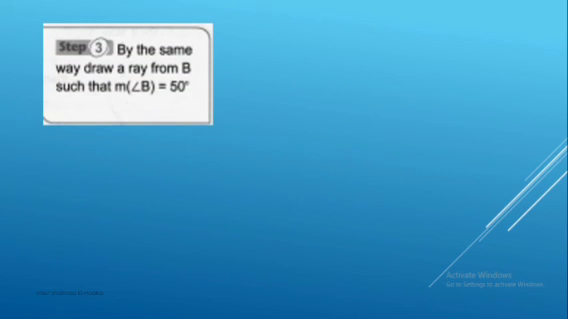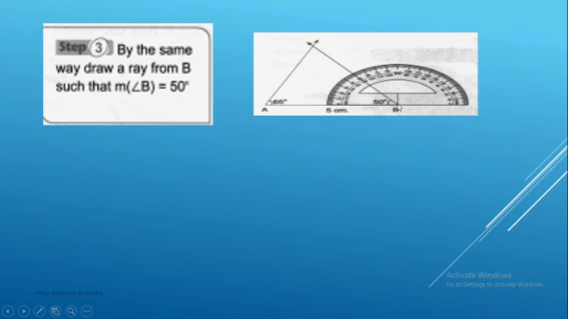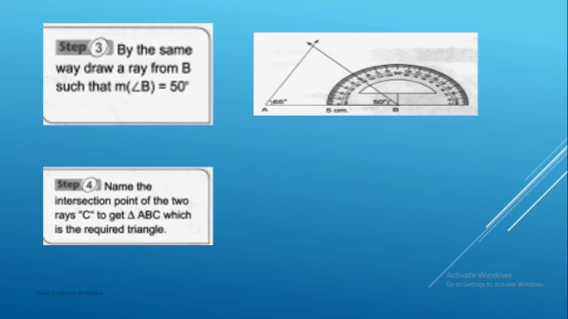Step 3, by the same way, draw a ray from B such that the measure of B equals 50. Put the center of the protractor at B and make a dot at 50 degrees on the scale. Step 4, name the intersection point of the two rays C, to get triangle ABC, which is the required triangle.